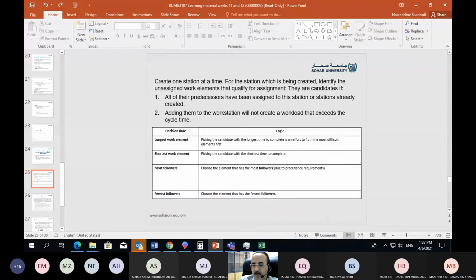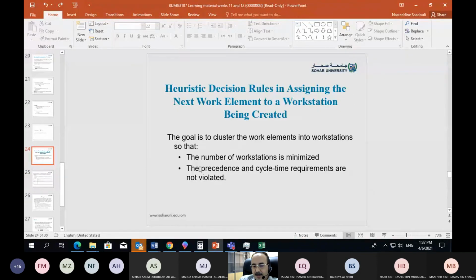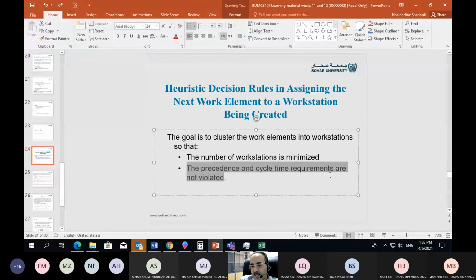We can use a number of different decision rules for assigning work elements to workstations. For instance, we can use the longest work element first, or the shortest work element, or the most followers, or the fewest followers. It all depends on the specific example. The main thing is that the precedence and the cycle time requirements are not violated, and that the number of stations is minimized.